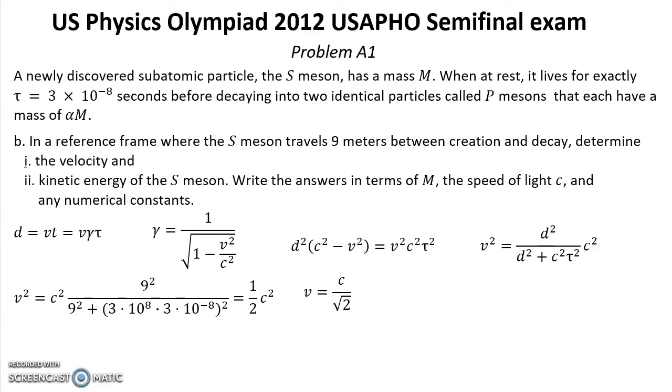And finally, the kinetic energy of the S meson equals gamma minus 1 times mc squared, which is the square root of 2 minus 1 times mc squared. That's the answer for the final question.